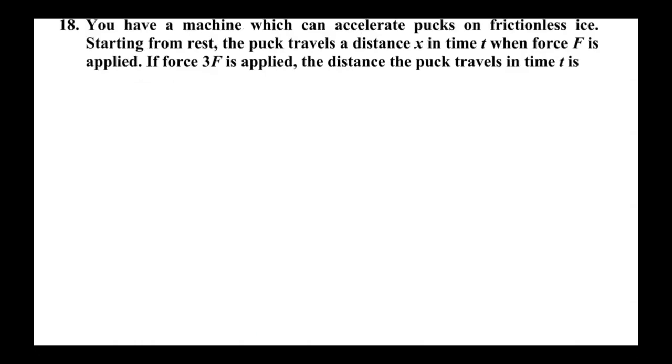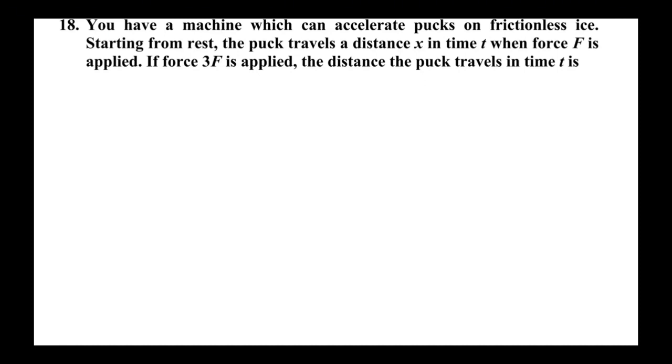You have a machine which can accelerate bugs on frictionless ice. Starting from rest, the bug travels a distance x in time t when force F is applied. If the force becomes 3F, the distance the bug travels in the same time will be, we have a bug and the force applied on that bug equals F, and the bug travels a distance x in time interval t. Now if the force is tripled, how much will the distance be?